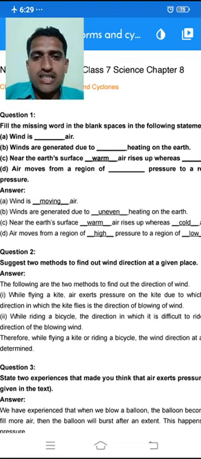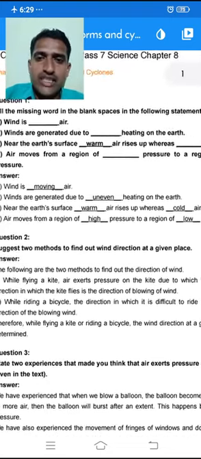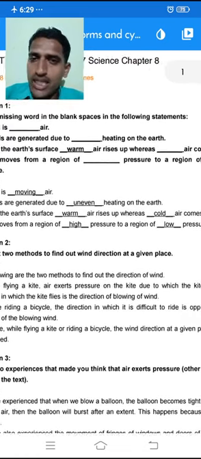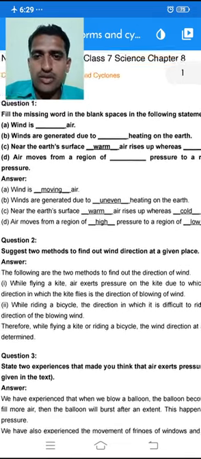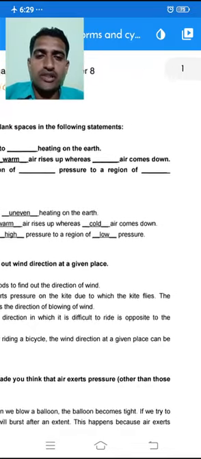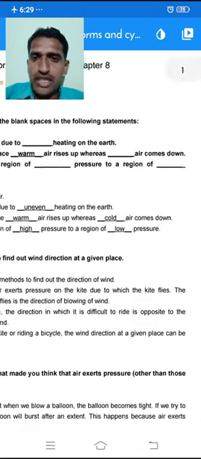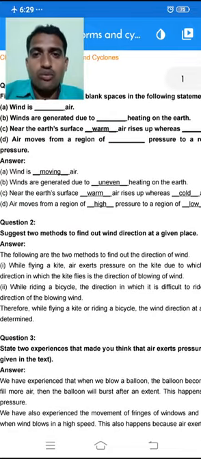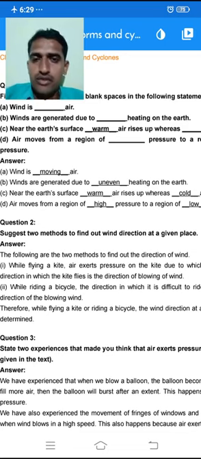Third one, near the earth's surface dash air rises up whereas dash air comes down. It's quite simple. Near the earth's surface warm air always rises up, whereas cold air always comes down. The last one, air moves from a region of dash pressure to a region of dash pressure. Air always moves from a region of higher pressure to a region of lower pressure. Just as water moves from a higher place to a lower place, the air also moves from a region of higher pressure to a region of lower pressure.